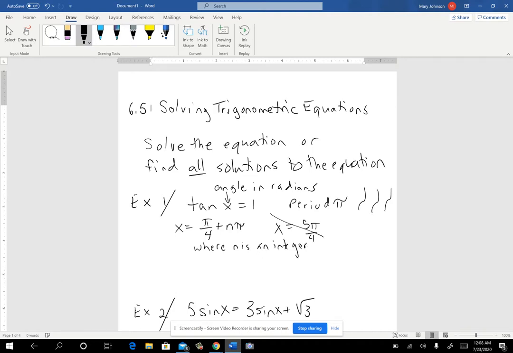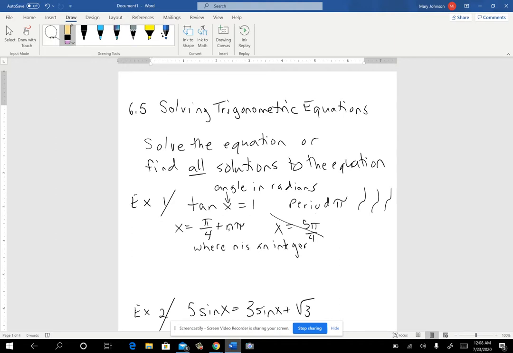If we let n equal 0, we'll get pi over 4. If we let n equal 1, we'll get pi over 4 plus 1 pi, which is 4 pi over 4, which will give us 5 pi over 4. We can keep on like that, but we can also go in the negative direction. Even though we're not doing these graphically, the whole point of 6-5 is to learn how to do this analytically.